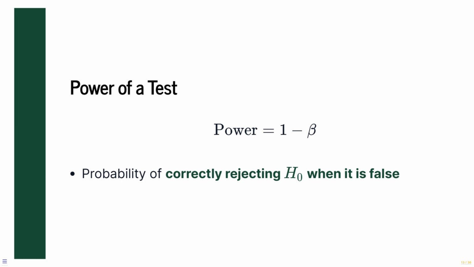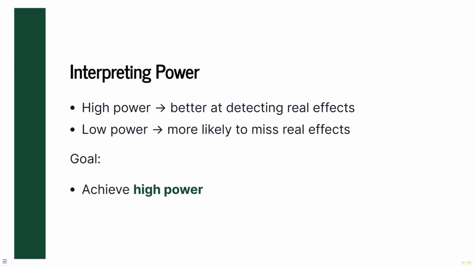Closely related to type 2 error is the concept of power. Power is defined as 1 minus beta. It represents the probability that we correctly reject the null hypothesis when it is false. A test with high power is desirable because it is more likely to detect real effects when they exist. A low power test, on the other hand, is more likely to miss those effects.